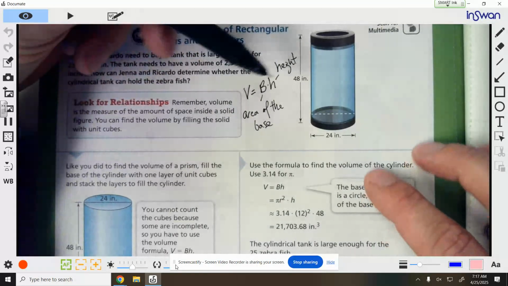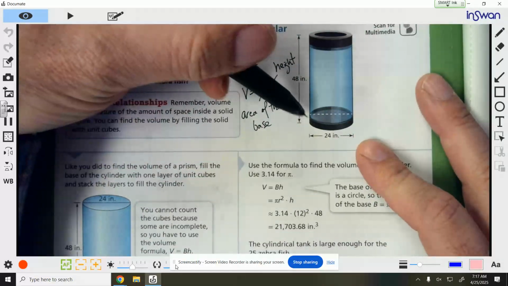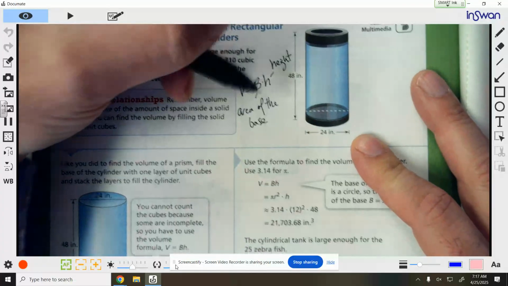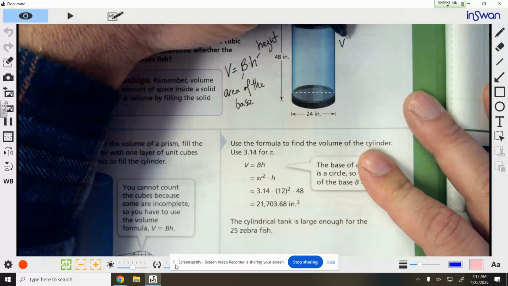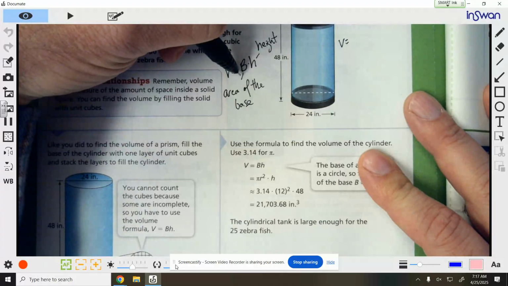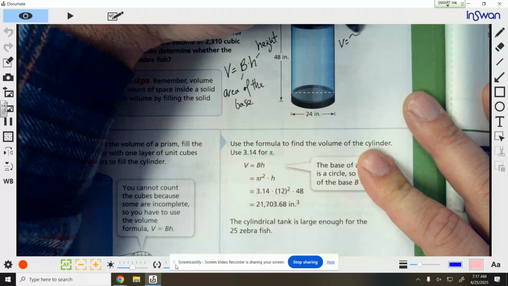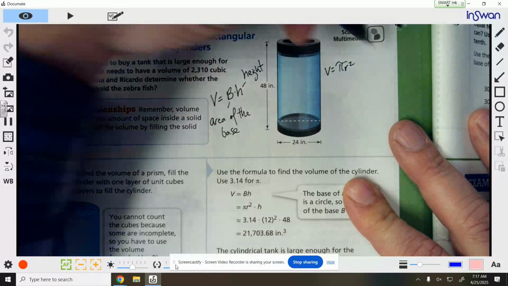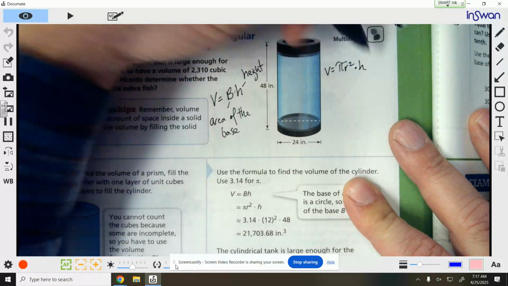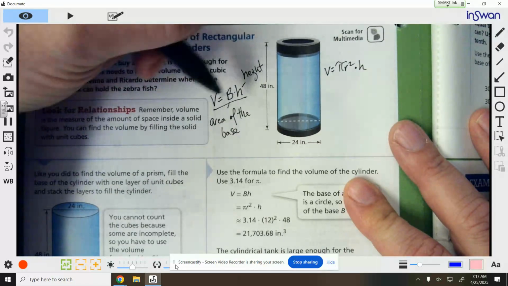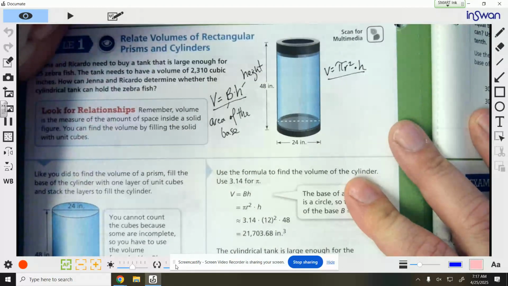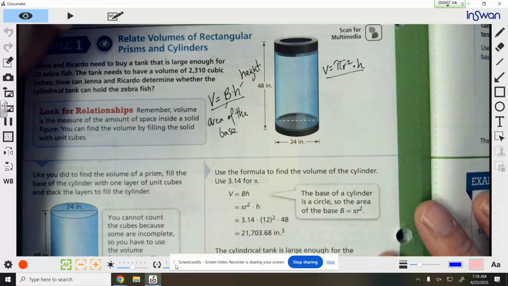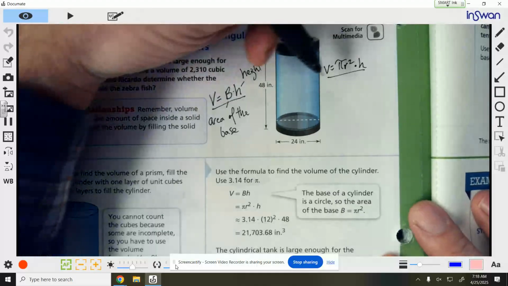So if we're looking at this one here, we see the base is actually a circle. So we have two circles for our cylinder. So to do this one, I figure out, well, how do I find the area of the base? Well, since the base is a circle, it'd be pi times radius squared. And then I just multiply it by the height. So V equals big B times H is the same thing as saying V equals pi r squared times H for cylinders. Okay, so let's go ahead and calculate this one.